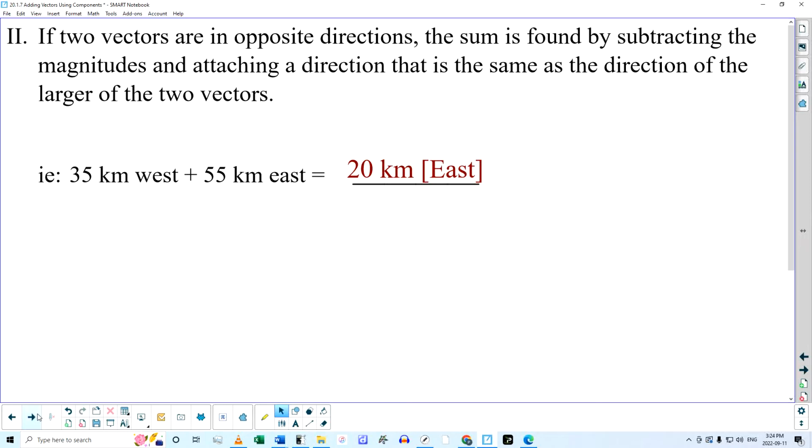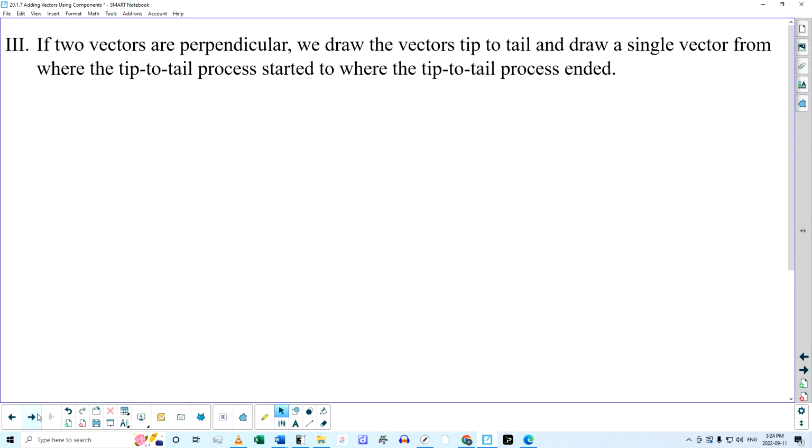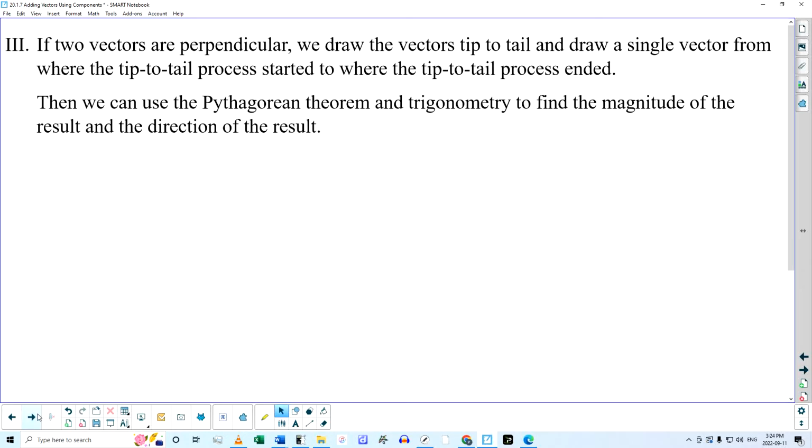The third situation we looked at got just a little bit more complicated. If you had two vectors that were perpendicular to each other, then you draw the two vectors tip to tail, and you draw a single vector from where you started drawing them to where you finished drawing them. That vector is going to be the sum of the two vectors. So you can use the Pythagorean theorem and right-angle trigonometry to find the magnitude and the direction of that vector.